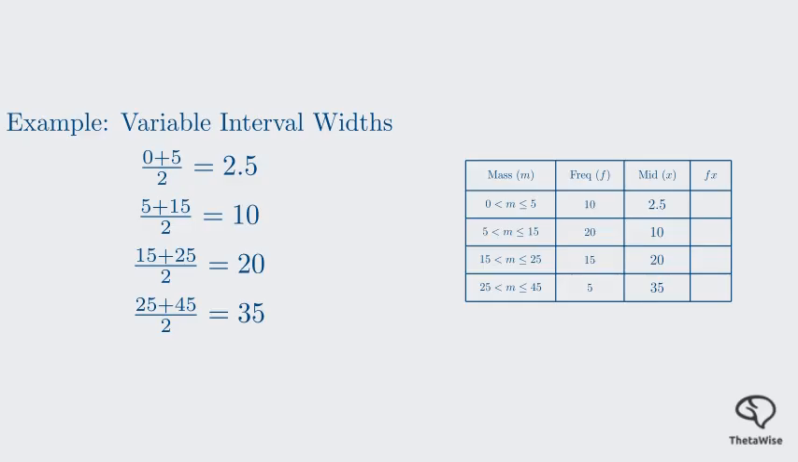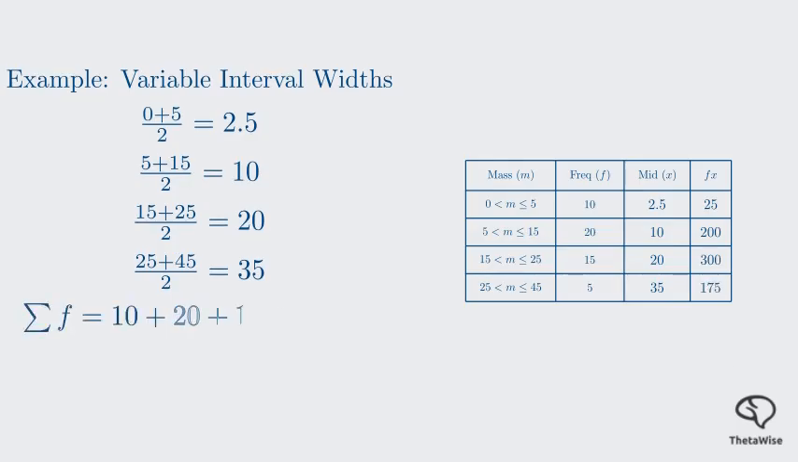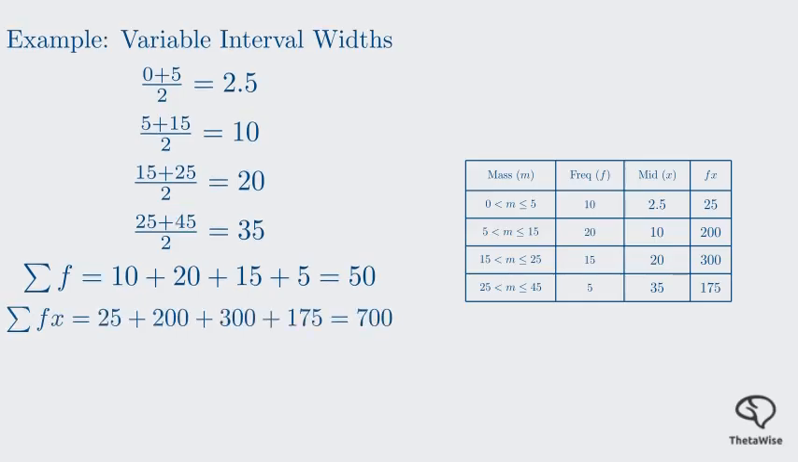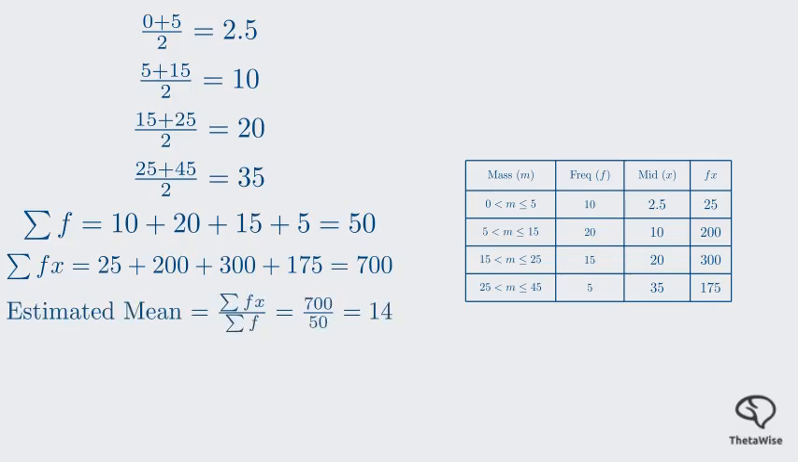Now we calculate frequency times midpoint for each row. 10 times 2.5 is 25. 20 times 10 is 200. 15 times 20 is 300, and 5 times 35 is 175. Next, sum the frequencies. 10 plus 20 plus 15 plus 5 equals 50. Then sum the products. 25 plus 200 plus 300 plus 175 equals 700. Finally, divide. 700 divided by 50 gives us 14. The estimated mean mass is 14 kilograms.